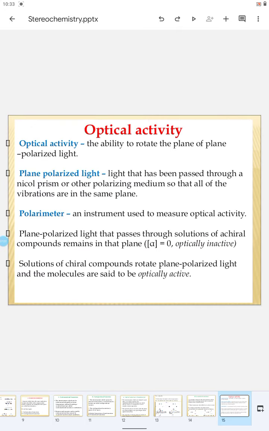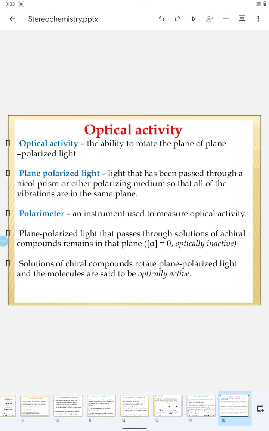Optical activity is the ability to rotate the plane polarized light. The instrument used to determine the optical activity is the polarimeter.